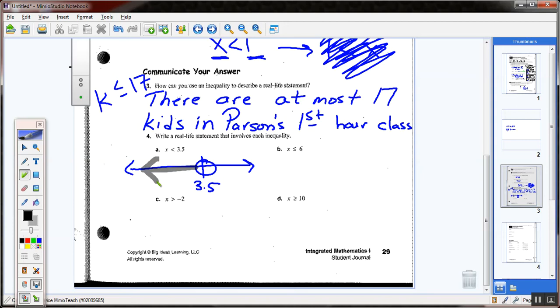Open or closed on -2? Open and to the right. How about down here on D? Tell me what you would do when you reference 10. Closed and shade right. Okay? I think we have that down for graphically.